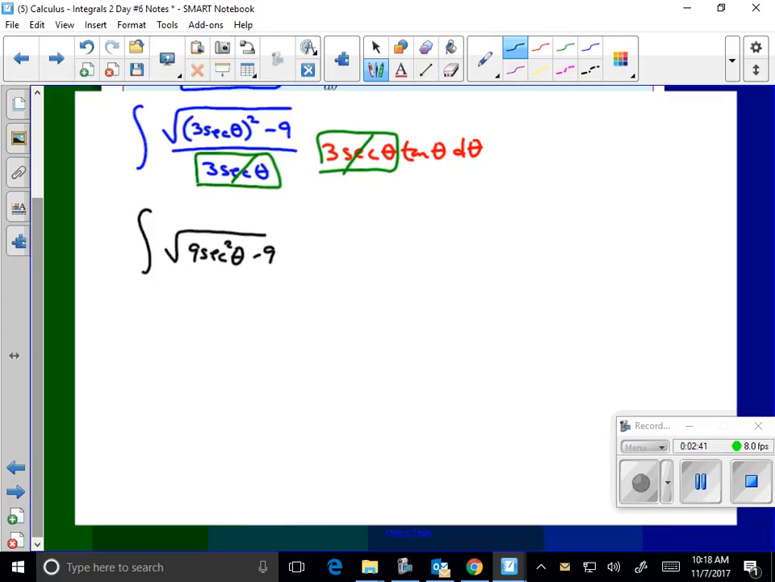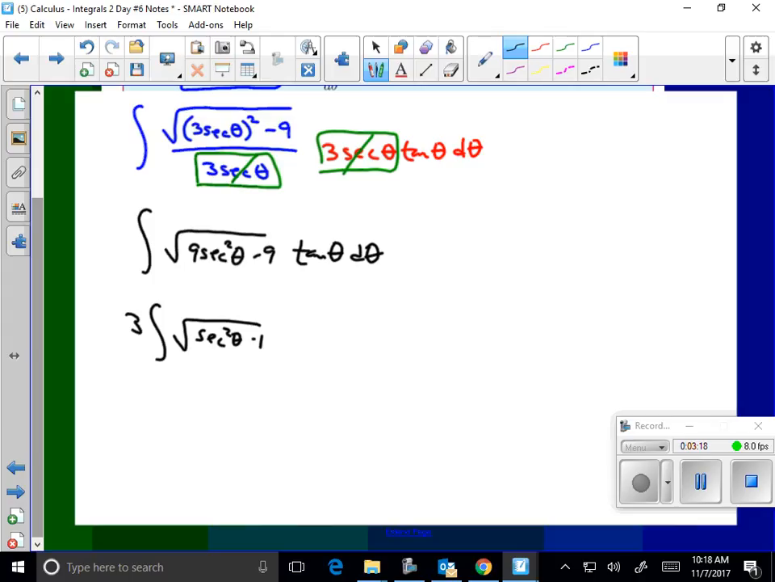So I can't take the square root of the sum of two items. I have to have one term inside. So what I'm going to do in a moment here is factor out this 9, and if I take the square root of that, that's 3. So I've got 3 times the integral of square root of secant squared theta minus 1. Ooh, identity. I factored a 9 out of both the secant squared and the negative 9. It comes out as a 3. Does anybody see the identity? Do you remember which one it is?